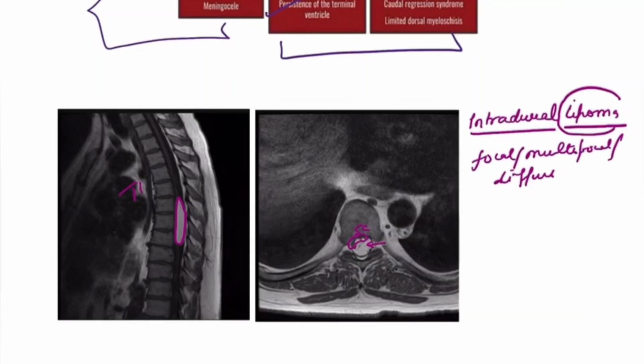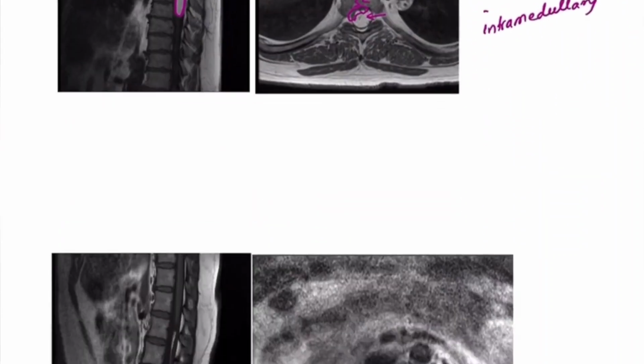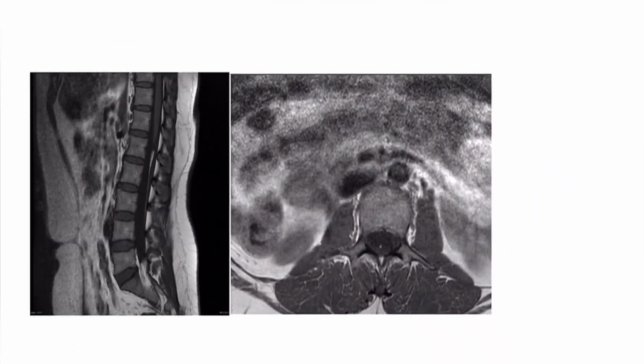Although it is called intradural, in some cases this lipoma can even be intramedullary. This intramedullary lipoma can be focal, or even multifocal or diffuse disease. So first is intradural lipoma. Next one is lipoma of the filum terminale, or the filar lipoma.